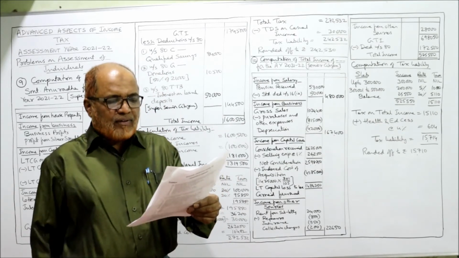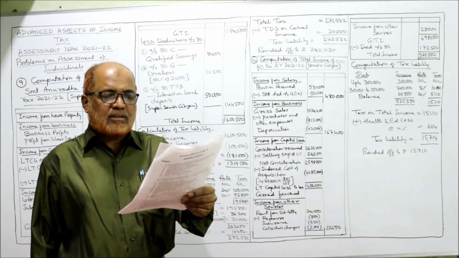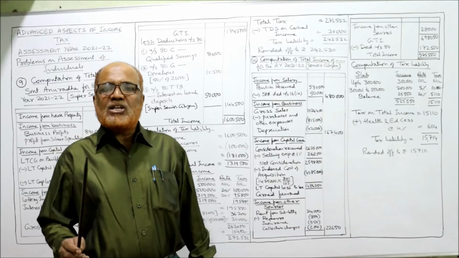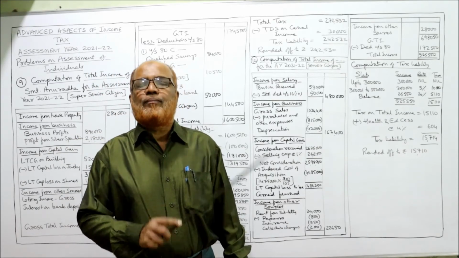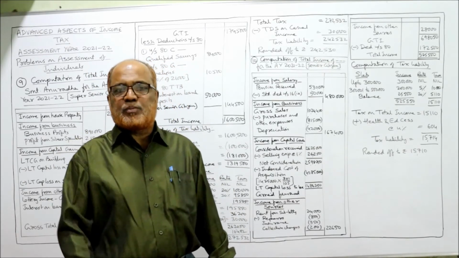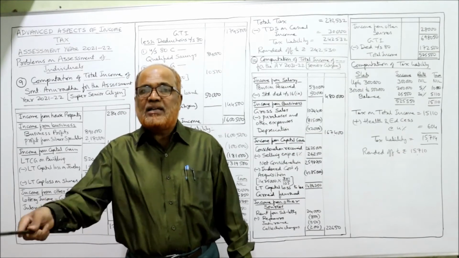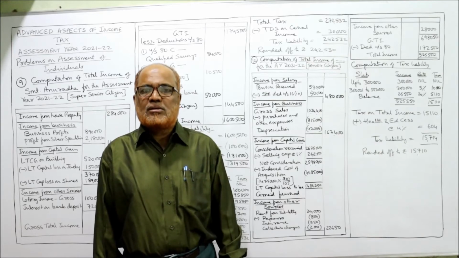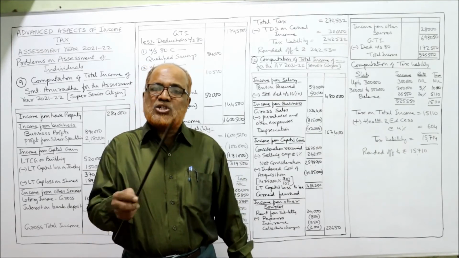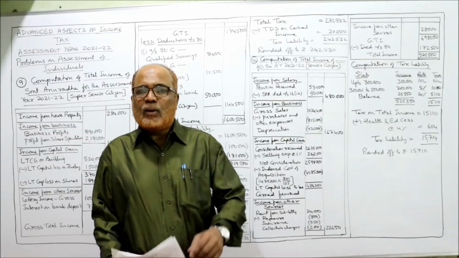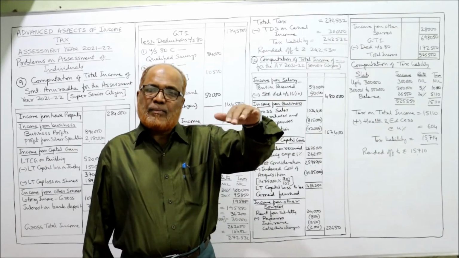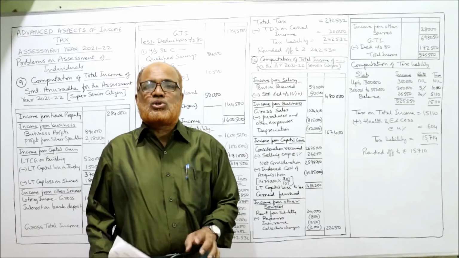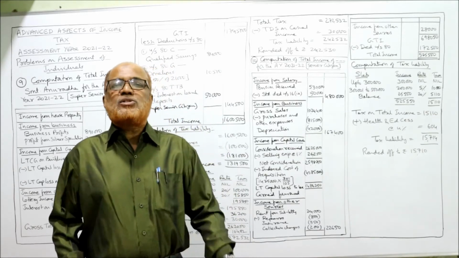Next comes rent from subletting the house 2,000 per month, repair 800, insurance 350, collection charges 200. Actually, rent from house property is taxable under income from house property. But rent from subletting the house is taxable under income from other sources. No deduction will be allowed under section 24. That 24 deduction will be available under income from house property. But this subletting rent is taxable under income from other sources. So 2,000 rupees per month.